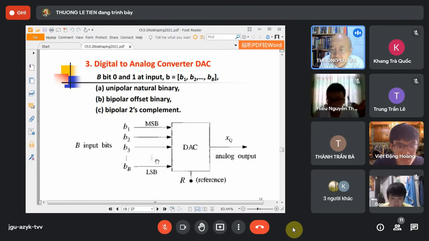In Vietnamese, we say MSB is bit có trọng số cao nhất, LSB is bit có trọng số nhỏ nhất. Okay? Now, R is the full scale range or reference.